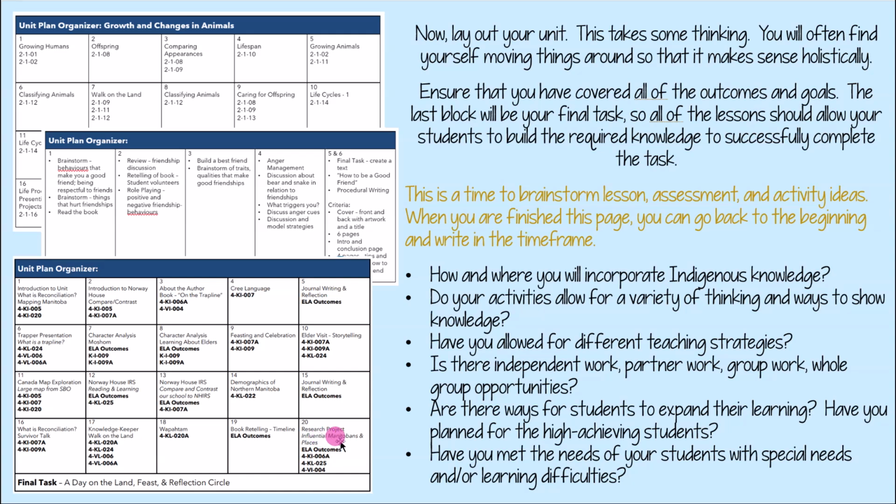because it's a research project. So it's reading and writing and getting information. And they have to research an influential Manitoban or an influential place. And those are the outcomes for that. And then our final task that kind of brings it all together is all the learning that we've done on Norway House and residential schools and learning about elders and feasts and things like that, where we're going to do our own. Okay. So this is the big, honestly, planning this unit plan.